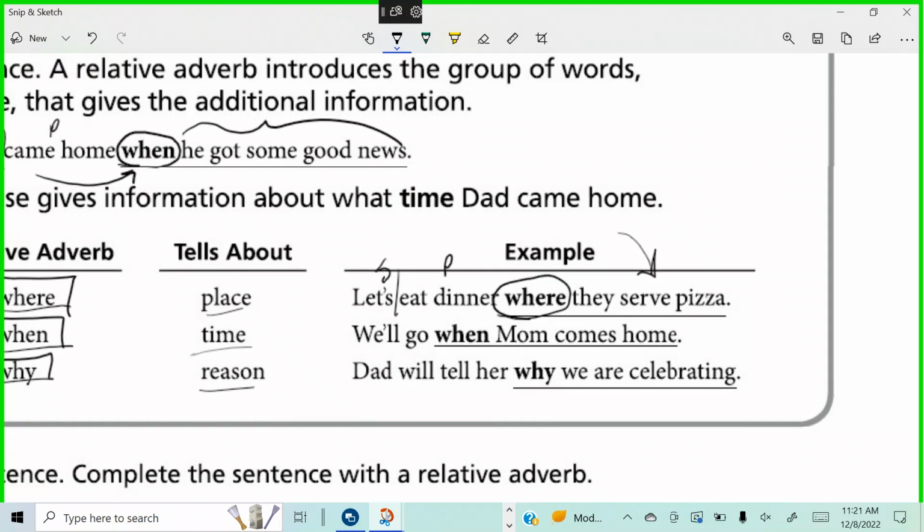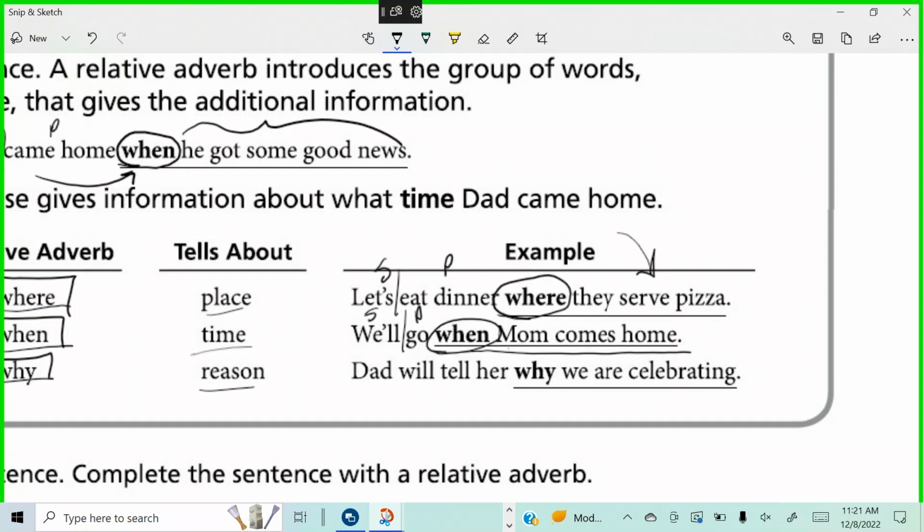You ready for this? We will go. Is that a complete sentence? Yes. Subject, we. Predicate, will go. Right here. Yes, it is. We will go when mom comes home. That's the additional information. When is the relative adverb.